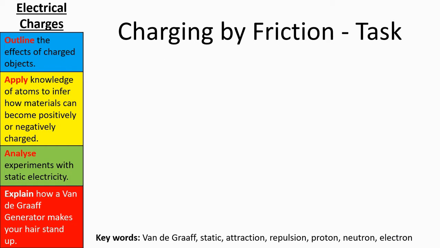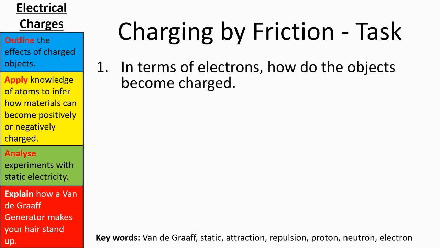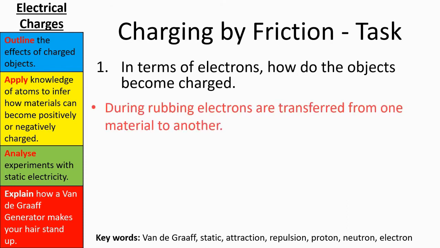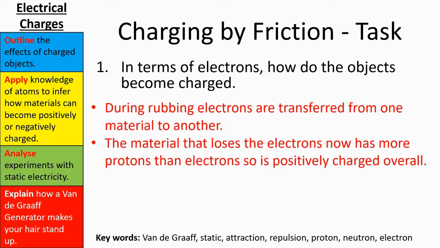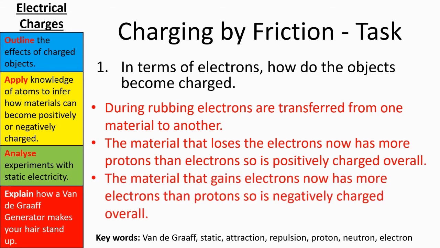So let's check your answers. Question 1. In terms of electrons, how do objects become charged? Well, during the rubbing, electrons are transferred from one material to another. The material that loses the electrons now has more protons than electrons, so is positively charged overall. The material that gains electrons now has more electrons than protons, so is negatively charged overall.